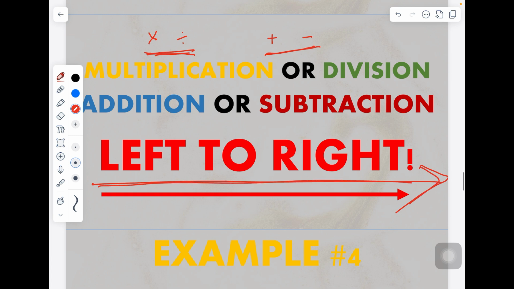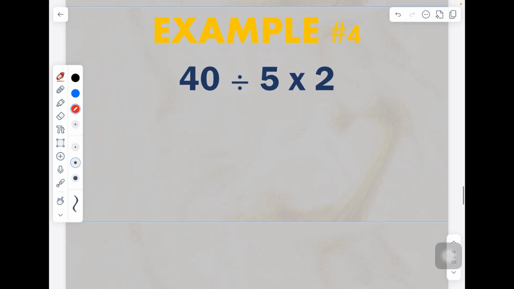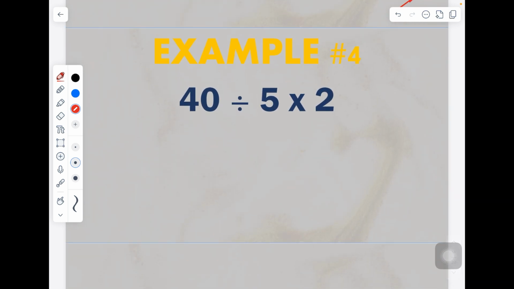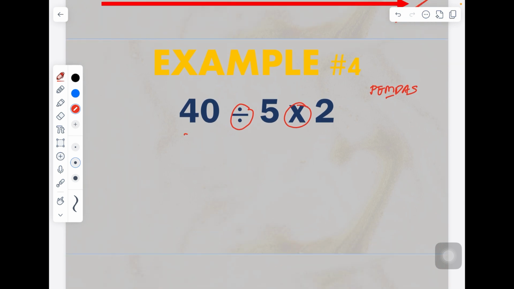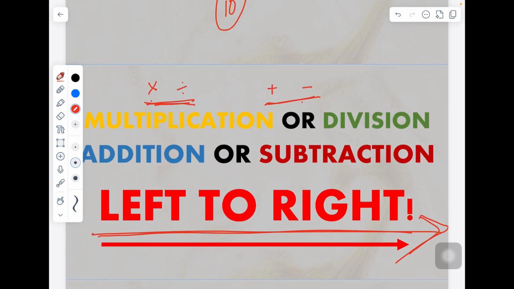Let's have example number 4: 40 divided by 5 times 2. There's division and multiplication. John, you said we have PEMDAS, so multiplication comes first before the division. But this is the rule: let's do it left to right. So 40 divided by 5 is 8, times 2 is 16. Because of the ranking of the operations here, we got to do it this way.